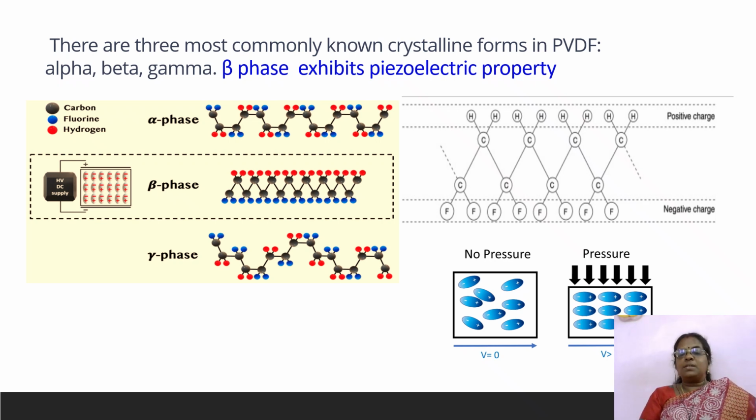See, we have another structure here for better understanding, showing how these positive and negative signs are aligned before applying pressure. When you apply pressure, they are mostly aligned, and at the surfaces you can see one side has full negative charges, on the other side full positive charges. So this develops the piezoelectric property, or we can develop a potential on applying a mechanical stimulus.